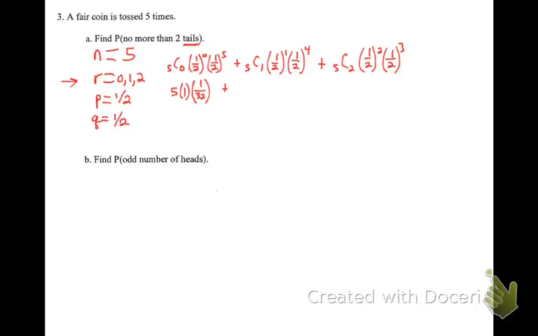Okay, the next term, 5C1 is going to be 5. 1/2 to the 1st is 1/2. 1/2 to the 4th is going to be 1/16. Okay, 5C2. That's 5 times 4 divided by 2 times 1, so it's going to be 5 times 2, which is 10. Times 1/4 times 1/8.